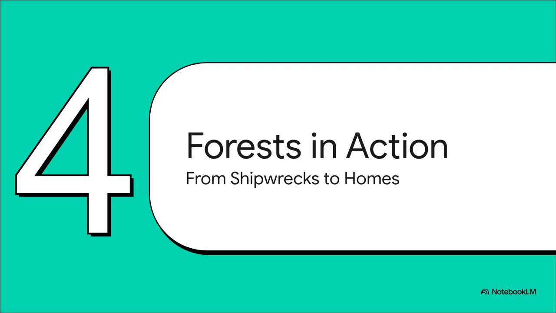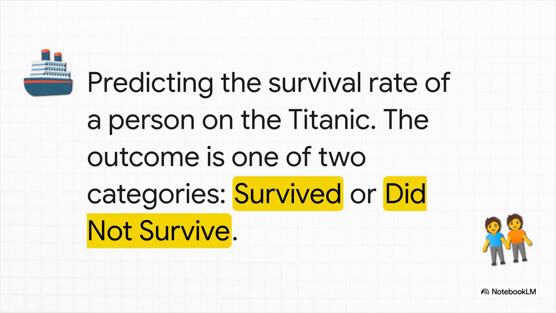Okay, theory is cool, but where is this stuff actually used? Let's look at how random forests solve real problems every day, from predicting fates on historical shipwrecks to pricing modern real estate. Our first example is a total classic in the machine learning world, trying to predict who survived the sinking of the Titanic. This is a classification task, right? Because the outcome is one of two distinct categories. You either survived or you didn't.